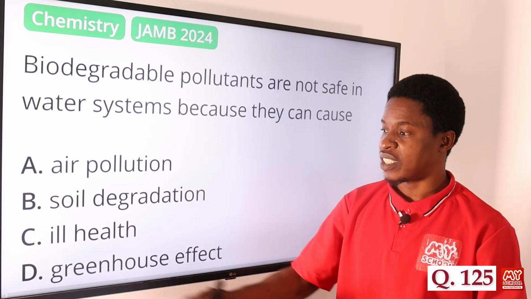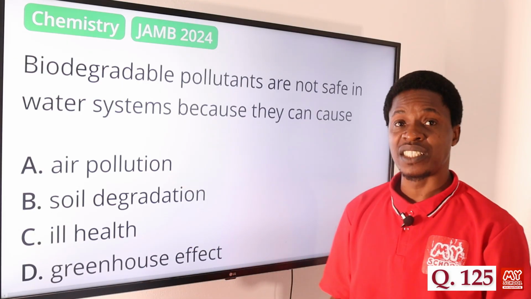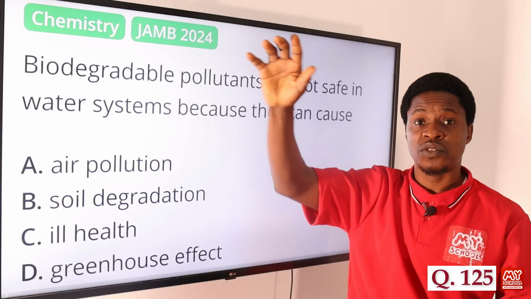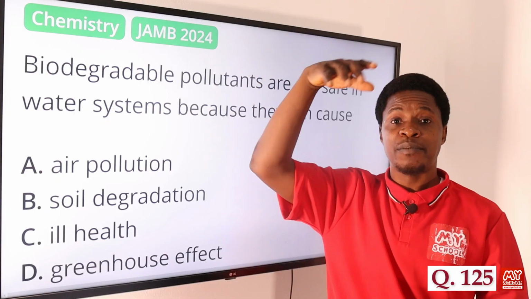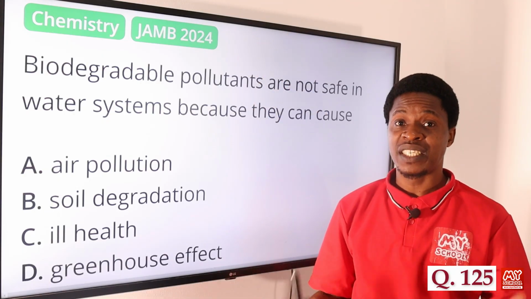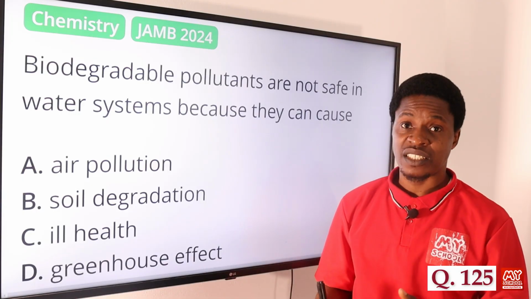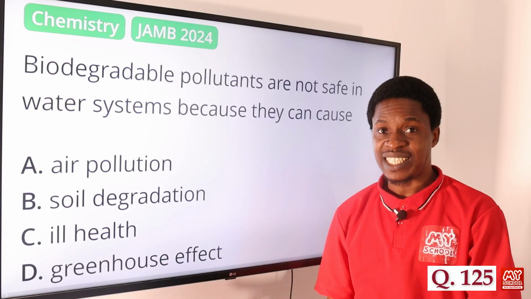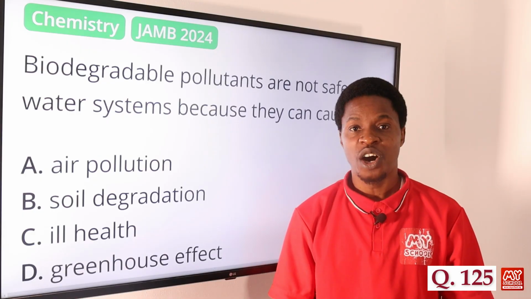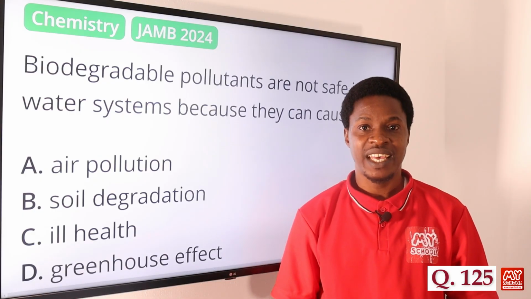This is correct. Option D says greenhouse effect. Greenhouse effect is felt usually in the atmosphere. When we have gases, those gases begin to react there, they will cause ozone layer depletion, then we can have the greenhouse effect. But we are talking about the water system on the ground. So the correct answer here is option C, ill health.